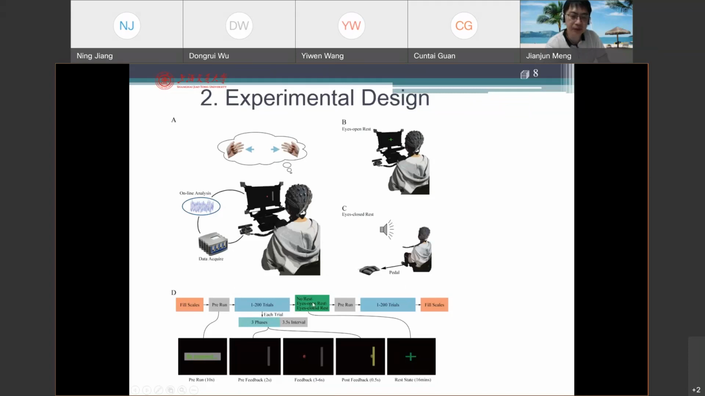But in the other 2 resting conditions, they have a period of about 16 minutes, either an eyes open or eyes closed resting period. And also at the beginning, as well as at the end of the experiment, a multidimensional fatigue inventory and also a short stress state questionnaire were used to measure subjects' fatigue level in our study.